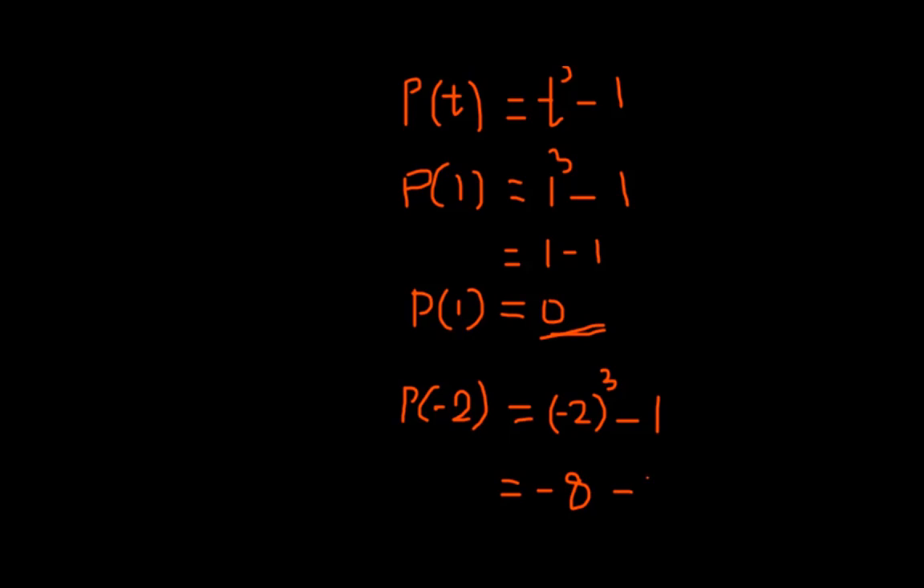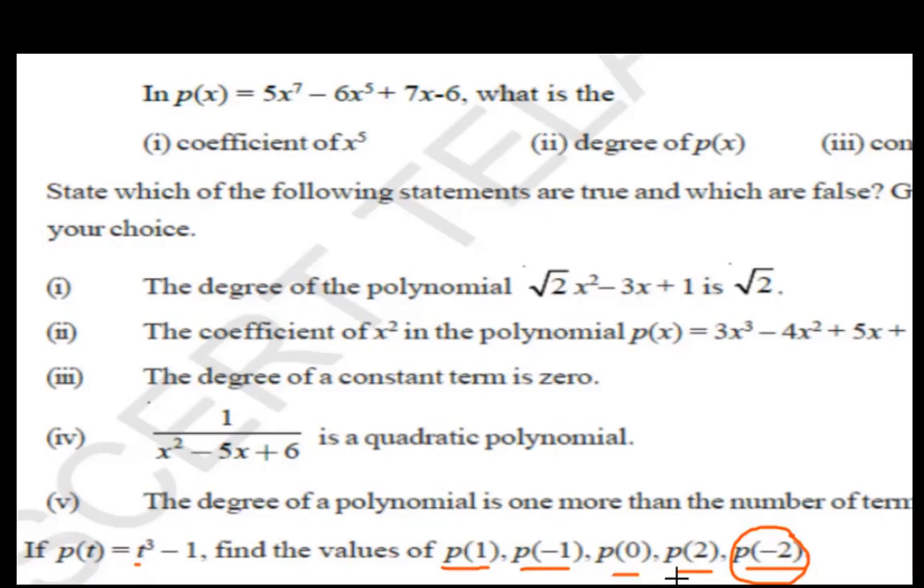and next minus 1, and we have minus 8 minus 1. By adding minus 8 minus 1 we get minus 9. So what is the value that we get when t is replaced by minus 2? That is minus 9. So the polynomial value, that is t cube minus 1, is minus 9 when t is replaced by minus 2. Similarly, in the same way, we can find the remaining values. Find these on your own.